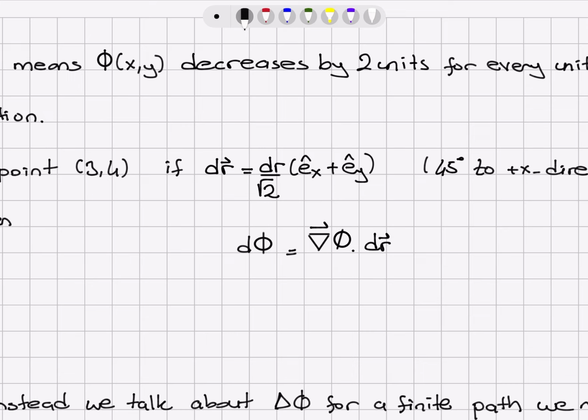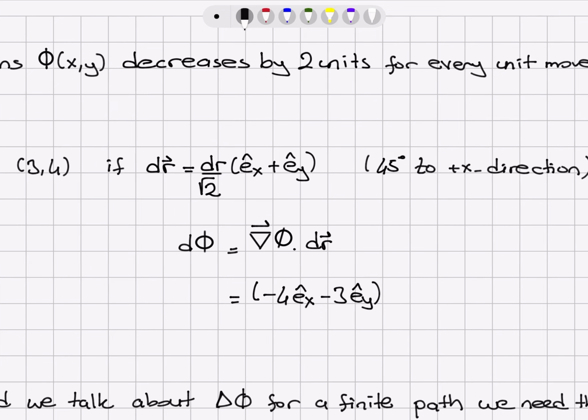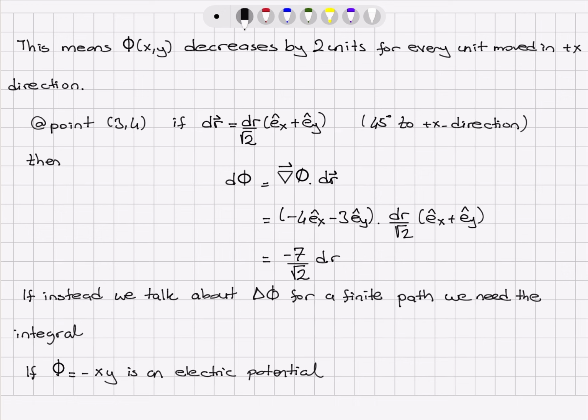So this gives us now at point (3,4), so x is equal to 3, y is equal to 4, minus 4 ex hat, and then minus 3 ey hat. We have evaluated the gradient at (3,4), and then take the dot product with dr divided by square root 2 times (ex hat plus ey hat), and this will give us minus 7 divided by square root 2 dr.